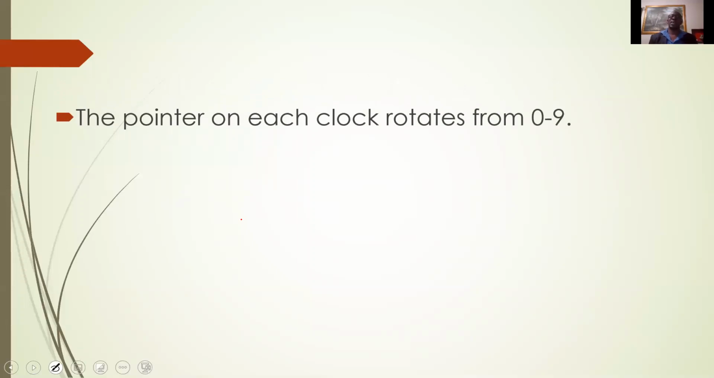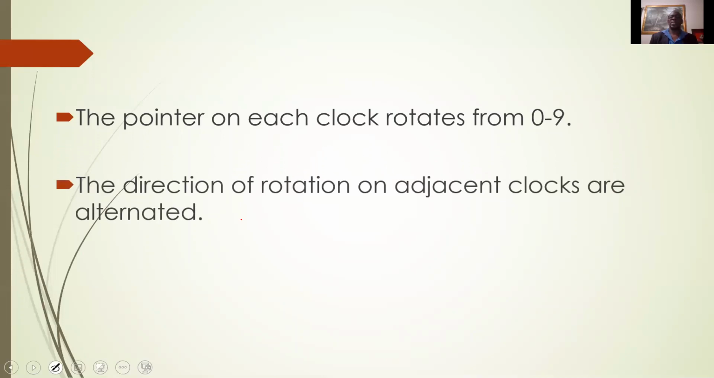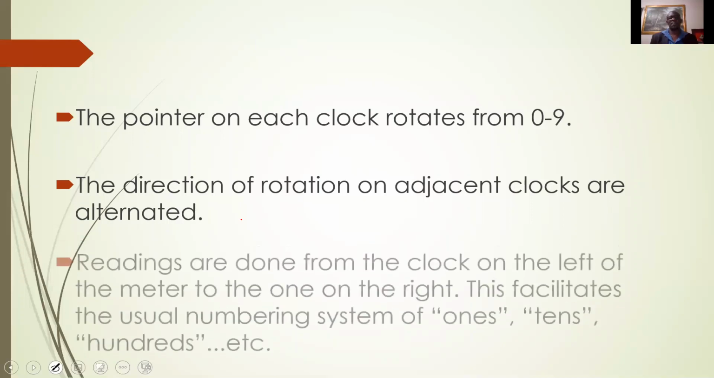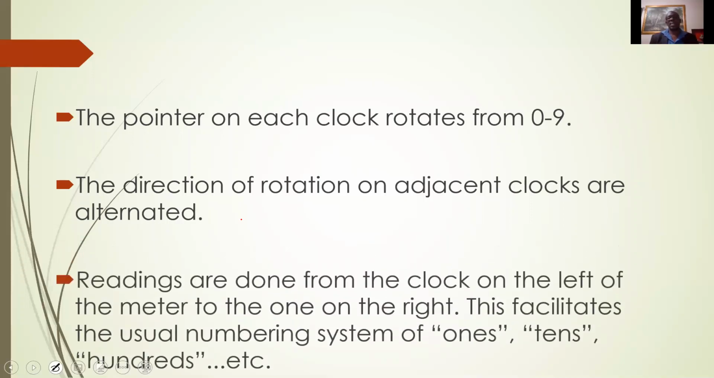Now the pointer on each clock, as I mentioned before, rotates from 0 to 9. The direction of rotation on adjacent clocks is alternated. So if on one clock it is going clockwise, on the adjacent clock it will be going counterclockwise. And this is as a result of the gearing mechanism that is used inside the meter. Readings are done from the clock on the left of the meter to the one on the right, and this facilitates our usual numbering systems of tens, ones, tens, hundreds, thousands, etc.